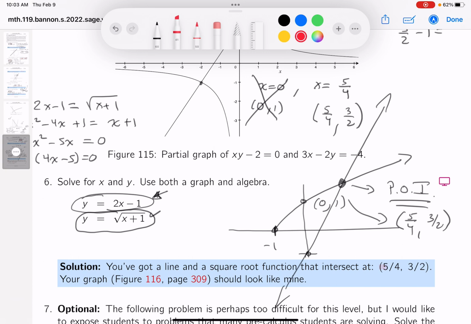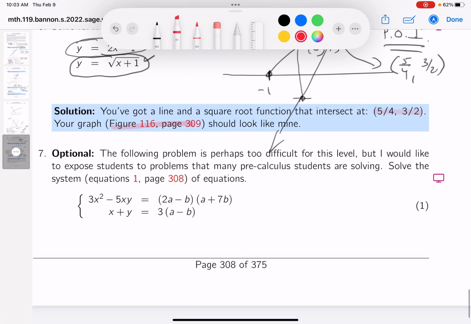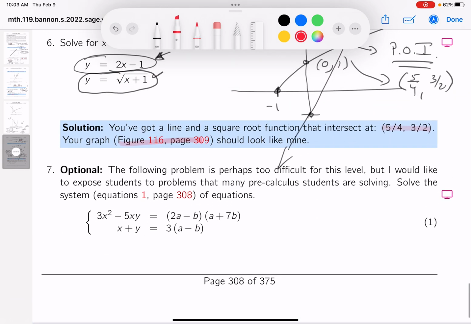All right, let's look at the key. I do see that listed here. That's 5/4, 3/2. I could not have read that from my graph because my graph was rather crude. But I want to look at a better graph, by the way. They say figure 116 on page 309. Oh, I don't have it, because I didn't print it out. But anyway, take a look at it and see if you can verify the point of intersection that we're saying over here. I'm pretty sure you can.